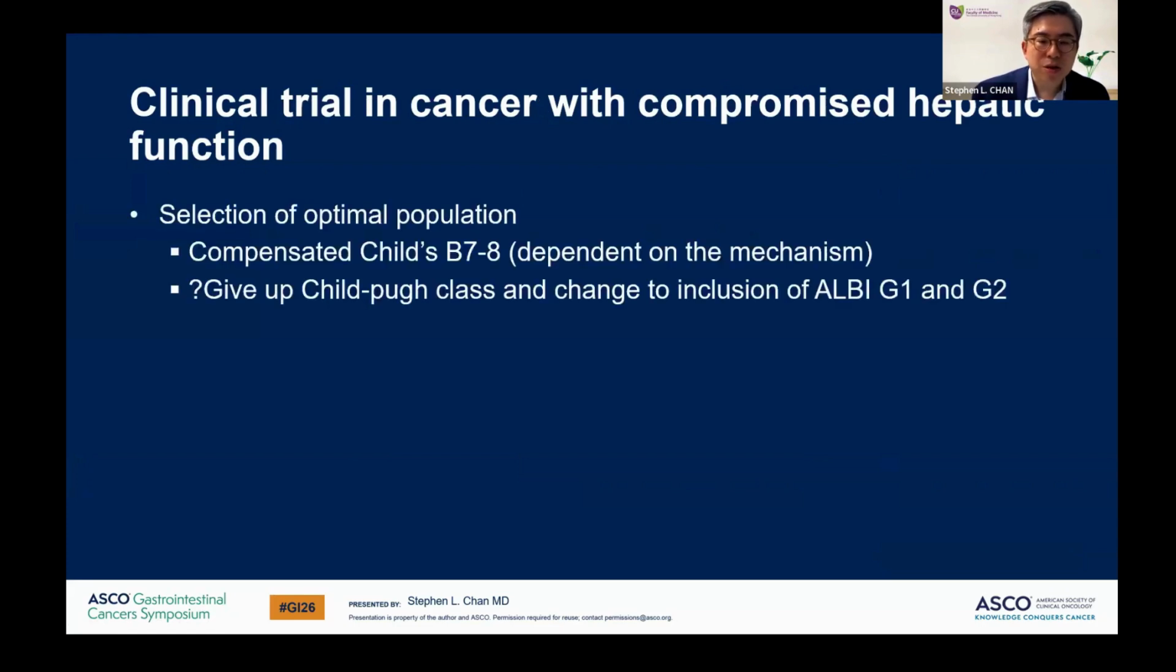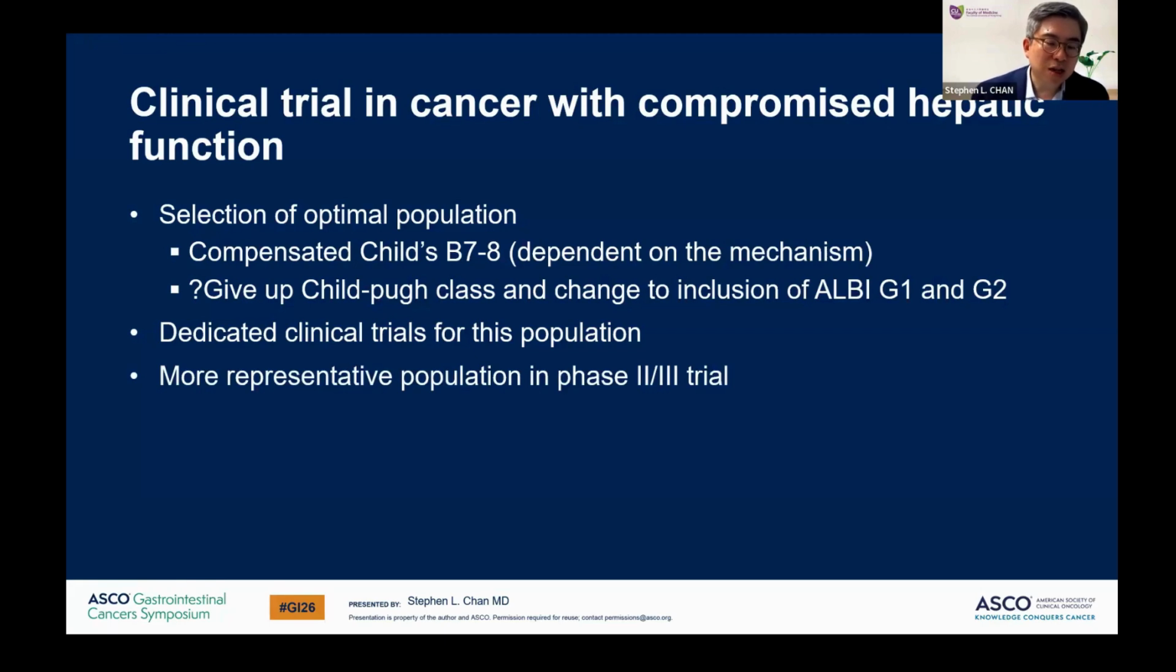So about the clinical trial, I think nowadays we need to move forward. Most of the trials have been excluding Child-Pugh 7 or 8, but maybe we should select some of the compensated Child-Pugh B7 or 8, depending on the mechanism to test in the clinical trial. Or actually, there's some thought that we may give up the Child-Pugh class, which we love and have used for a long time, but it may not be precise enough to identify those patients with good hepatic function. There's some thought that ALBI grade 1 or grade 2 may be a better, more objective tool to evaluate in clinical trials. We may discuss more in our discussion if you want.